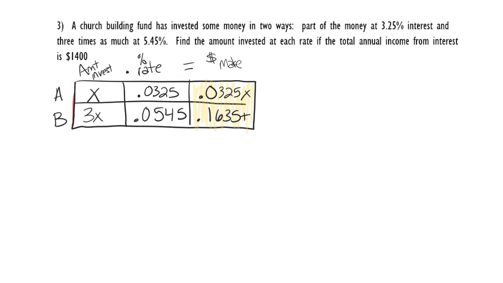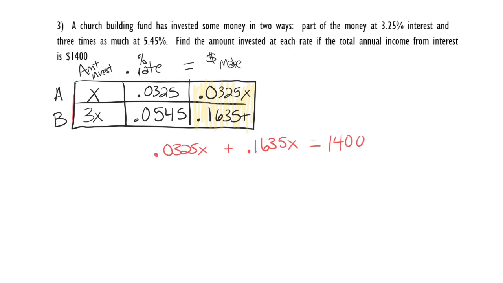Okay, so now what we always do is we look at how much money we made in each account and we add it together to get whatever they tell you your total was, which was right here, $1,400. So I'm going to take 0.0325x and add it to the 0.1635x. Kind of looks like a T, but it's an X. And together, those are supposed to equal 1,400.